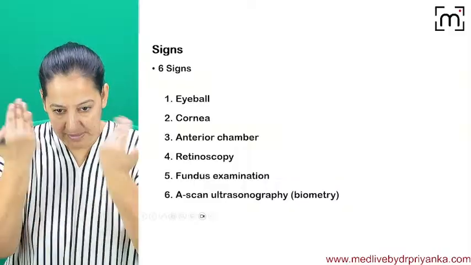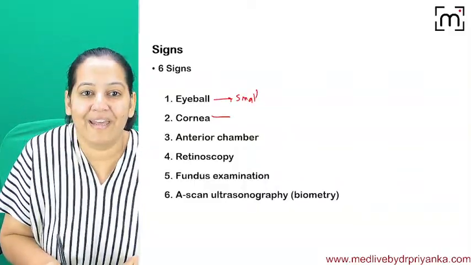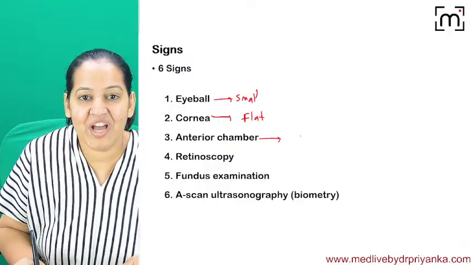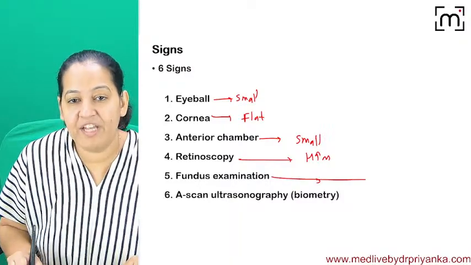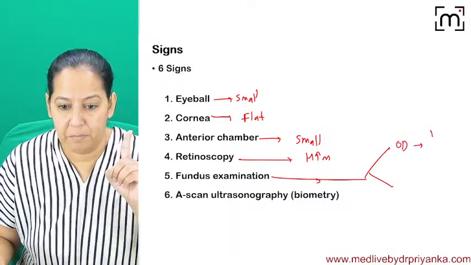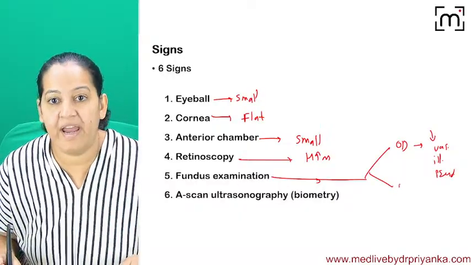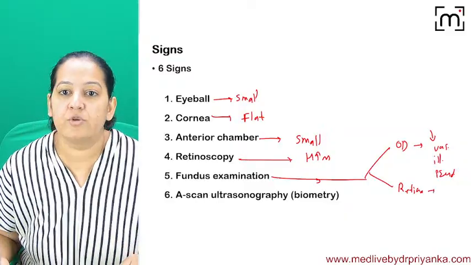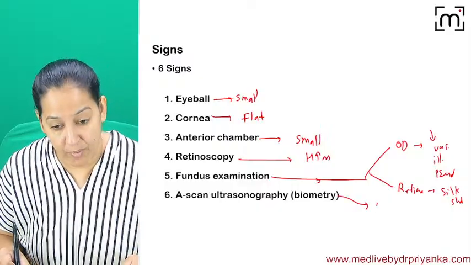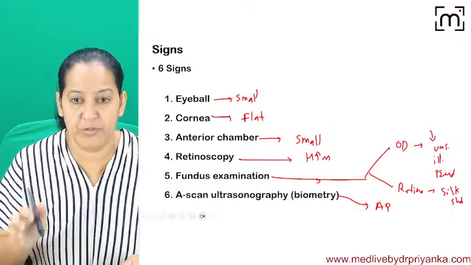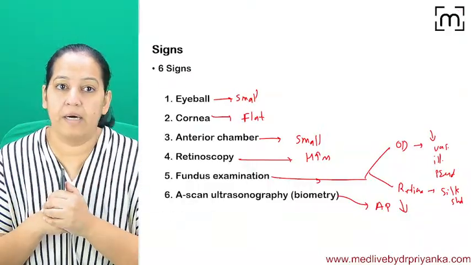So what are the 6 signs, people? Comment, everyone with me. Please comment. Eyeball becomes small. Cornea becomes flat. Anterior chamber becomes small. Retinoscopy, we get hypermetropia defect. Fundus examination, optic disc is small, more vascular, ill-defined margin and pseudo papillitis. And the retina as a whole is more shiny. It is known as short silk retina. A scan, we came to know the AP length, axial length, anterior-posterior length, is smaller as compared to normal. This is the summary of the 6 signs.